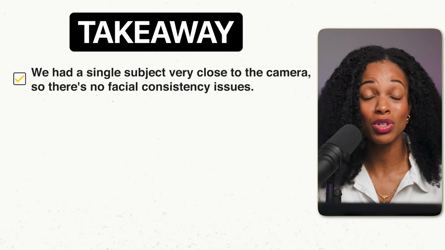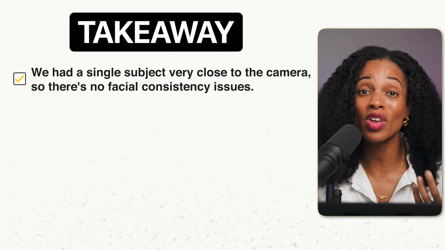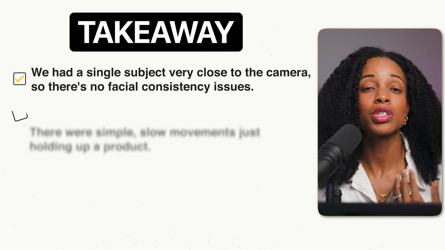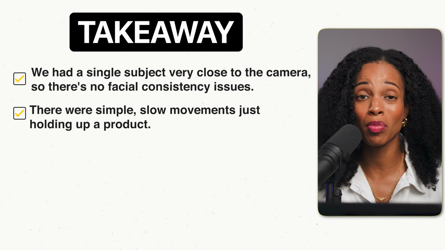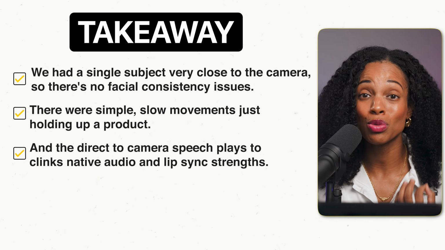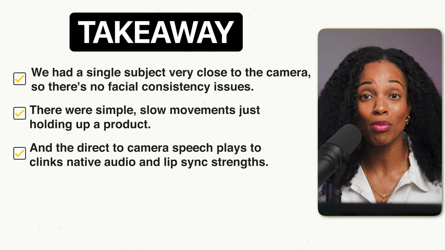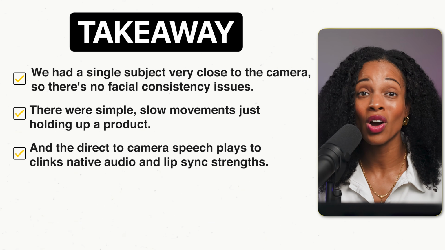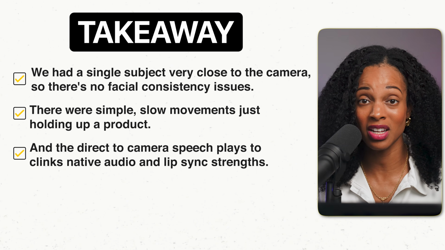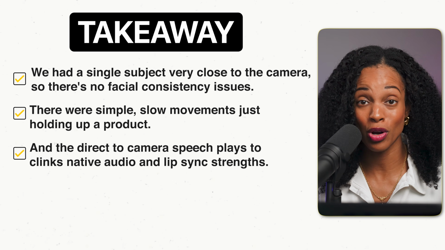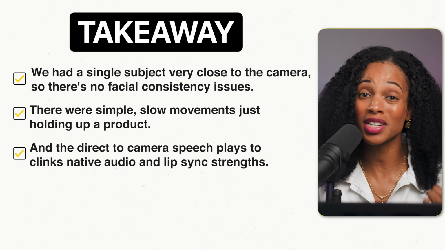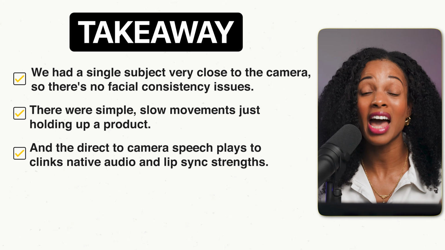We had a single subject very close to the camera, so there's no facial consistency issues. There were simple, slow movements, just holding up a product basically. And the direct-to-camera speech plays to Kling's native audio and lip sync strengths. So if you're an e-commerce brand, a direct-to-consumer company, or anyone selling product on social media, this is your sweet spot with Kling 3.0. These UGC-style ads are quick to make, they feel pretty authentic, and the model handles them really well. So there you go.